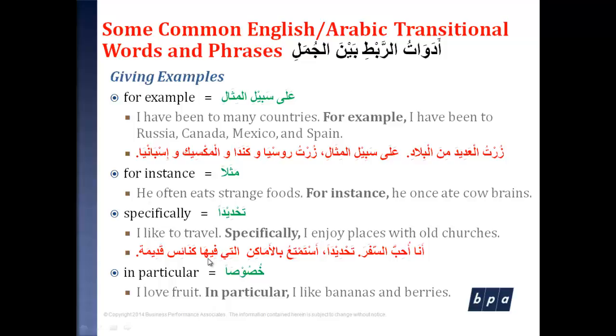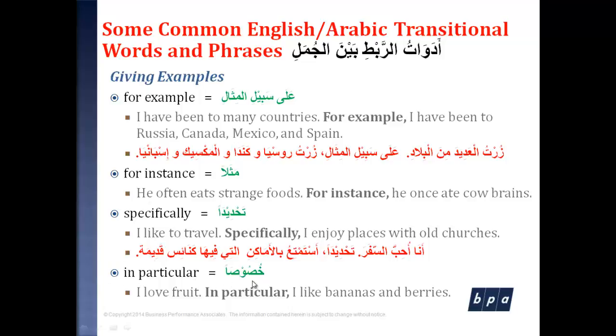فيها, in it. في is in, and فيها, in it, as if female, because here al-amakin is referring to a feminine word. كنائس قديمة. Old churches.